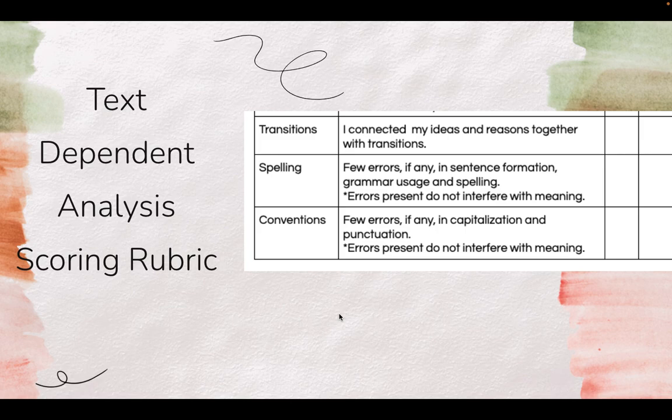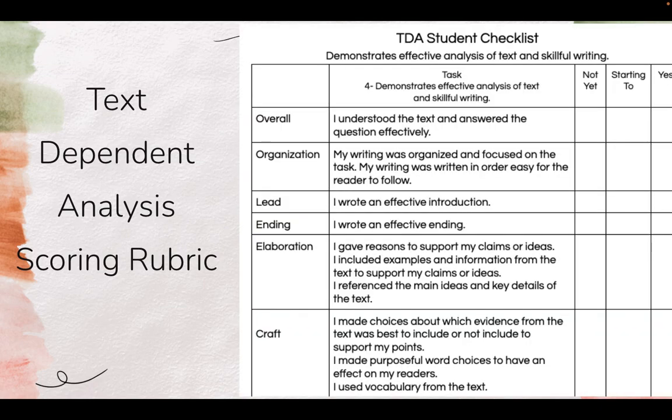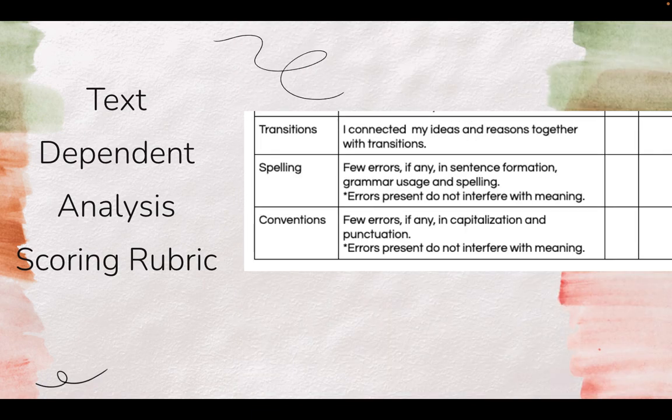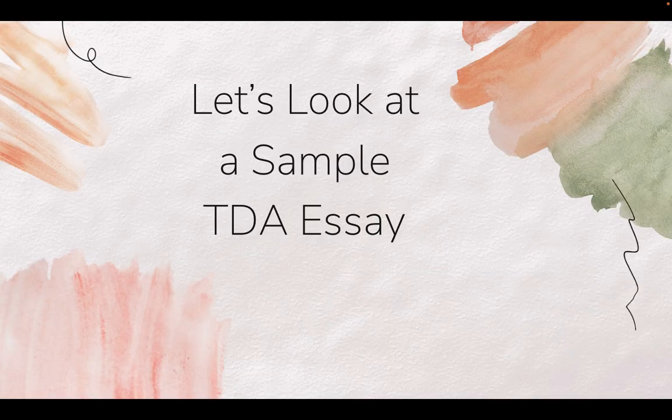Looking at the end of the rubric, we also need to have clear transitions that connect your ideas together and very few spelling and convention errors. Okay, we have noticed that the rubric for TDA is very similar to the rubrics we have followed all year. So now let's look at a sample TDA essay.